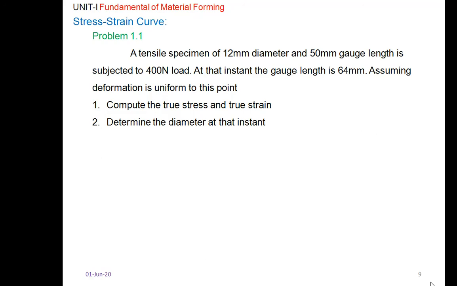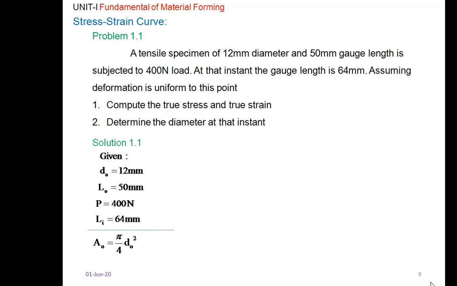So length is increased from 50 mm to 64 mm. That means the cross-sectional area is reduced, and if the cross-sectional area is reduced, the diameter is reduced. The initial diameter is 12 mm. The final diameter at that instant should be less than 12 mm because the length increases. So the given data: original diameter 12 mm, original length 50 mm, load 400 Newton, length at that instant 64 mm.